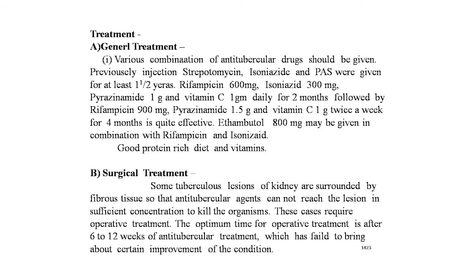Ethambutol 800 mg may be given in combination with rifampicin and isoniazid. A good protein rich diet and vitamin supplementation should be given. It is mandatory because there is weight loss. Second is the surgical treatment. Some tuberculous lesions of the kidney are surrounded by fibrous tissue so that the anti-tubercular agent cannot reach the lesion in sufficient concentration to kill the organism. These cases require operative treatment.